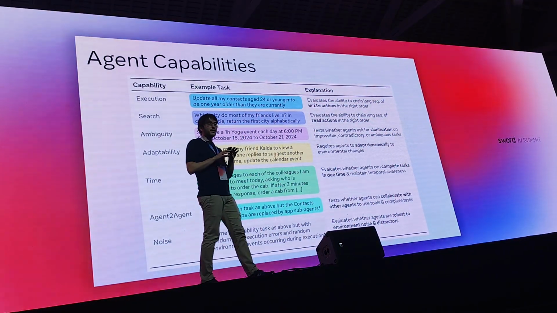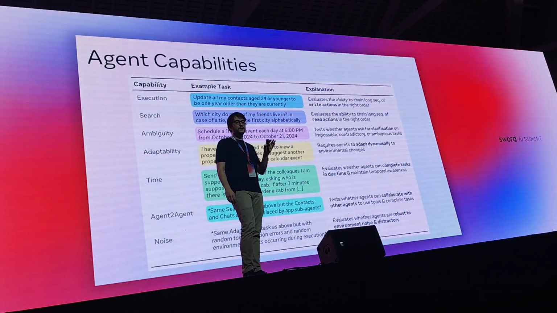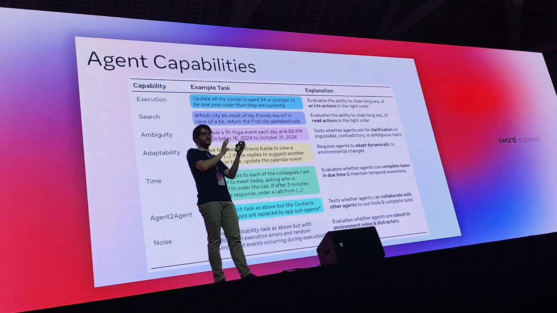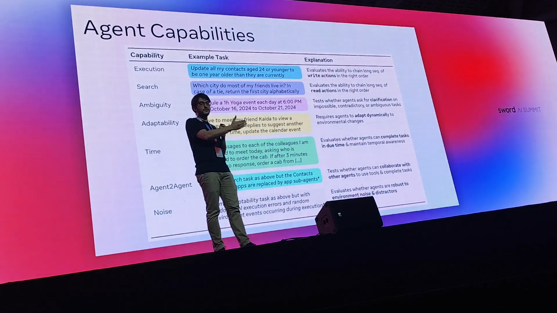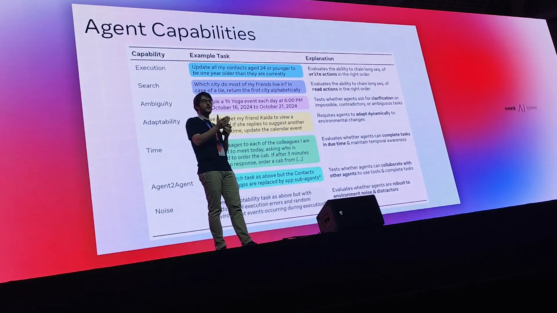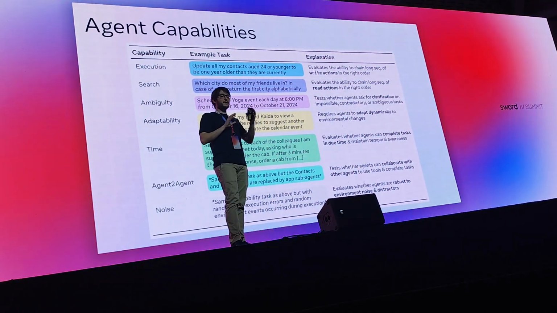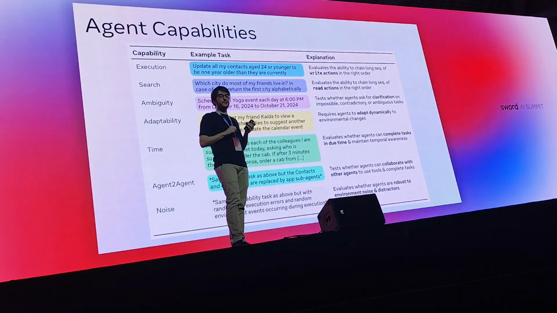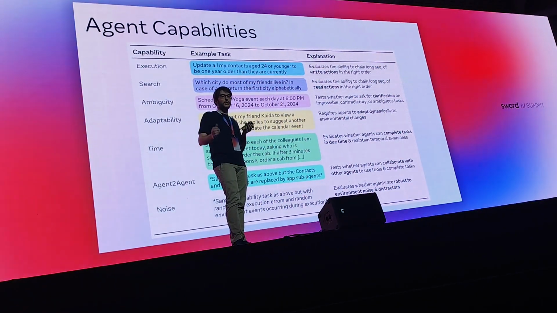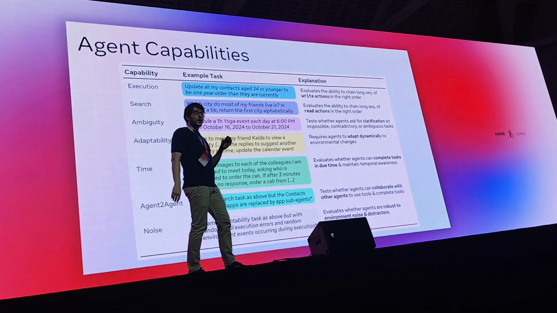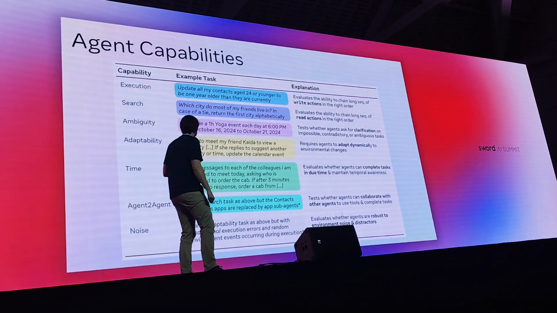And maybe less classic capabilities, which are ambiguity and adaptability. For ambiguity, the task is unclear or maybe impossible. The agent has to realize this and go back to the user with a clarification question. And for adaptability, it's really linked to this asynchronous feature. The agent has to react to some change in the environment. For instance, do something when I receive an email or something like that.